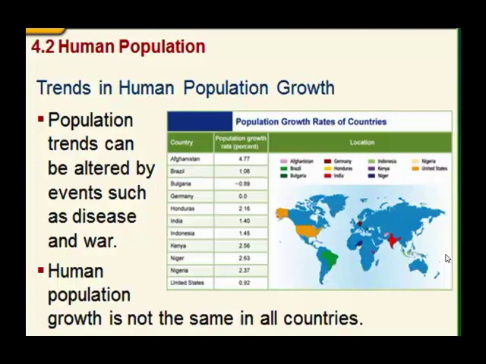And that is, again, a lot more births compared to deaths, so that is a growing population. On the other hand, we can have a negative population. If you look at Bulgaria, a dark green country near Europe, near Germany, they have a negative 0.89% population growth. What that means is they are having less births compared to their deaths. So yes, they're experiencing a negative population growth.